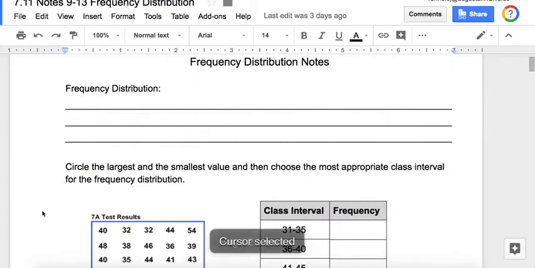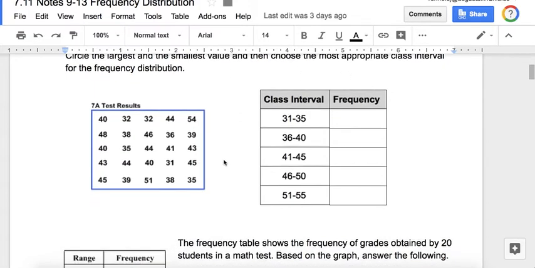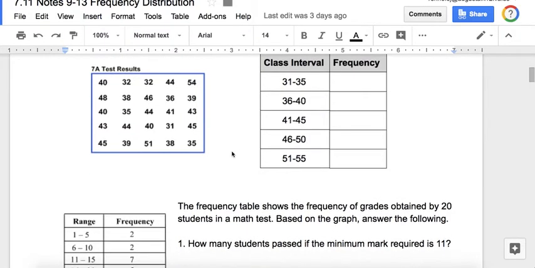So we are going to skip this next part where it says circle the largest and smallest value and choose the most appropriate interval. I've already put the intervals in for you. So what we have to do is figure out how many times students got a test score between 31 and 35, because these are test results. Okay, so we're going to count all the numbers between 31 and 35.